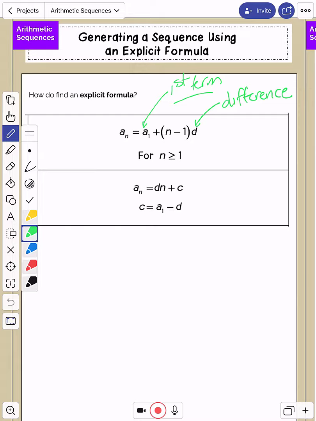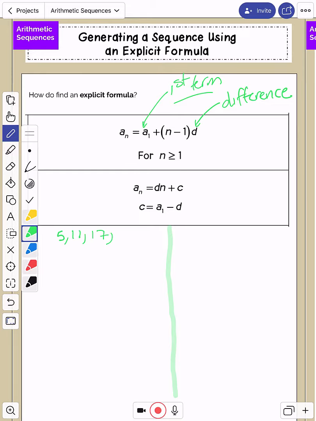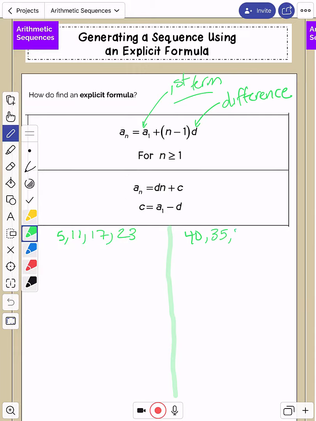So let's make up a series of numbers. I'll do a positive example and a negative example. So let's make up a sequence that's like 5, 11, 17, 23. Why did I make that so hard on myself? And then let's make up one that is 40, 35, 30, 25. And they both go on.